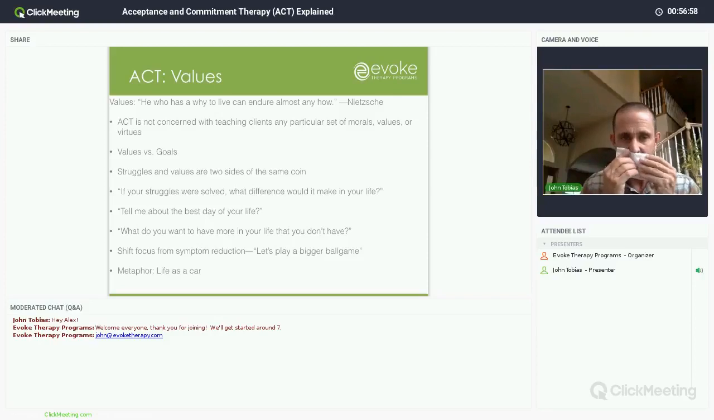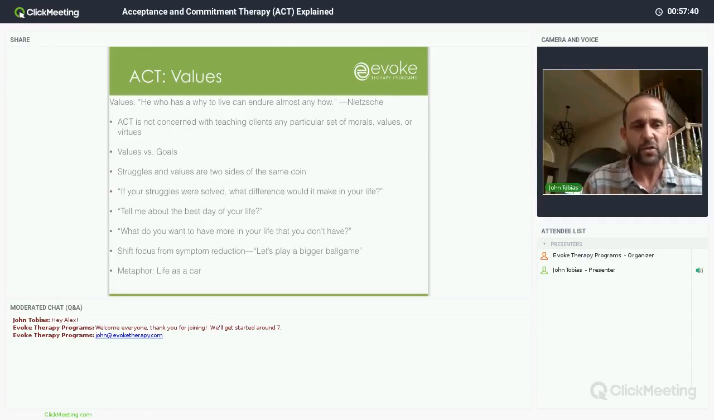I am going to jump into the next of the 6 core processes. The first 4, like I said, are all aimed at these last 2 core processes. In other words, the mindfulness is all aimed at helping us create psychological flexibility so that we can connect to these last 2 core processes, which are values and committed action. I love this quote on the top of the slide here by Nietzsche: He who has a why to live can endure almost any how.